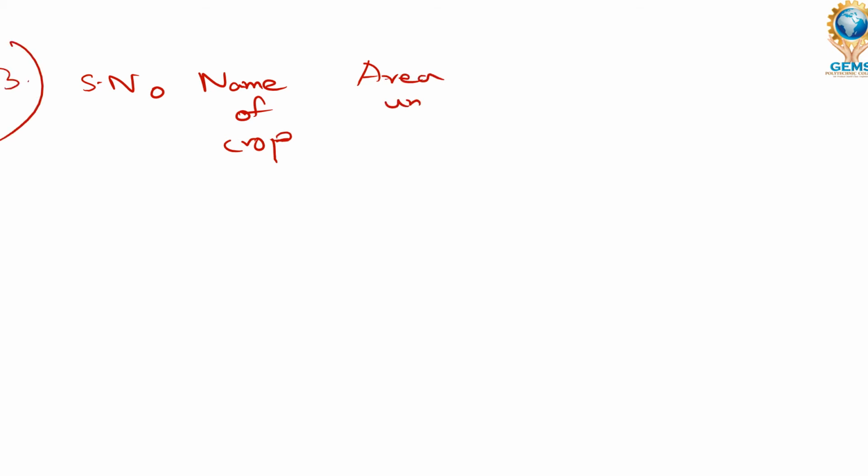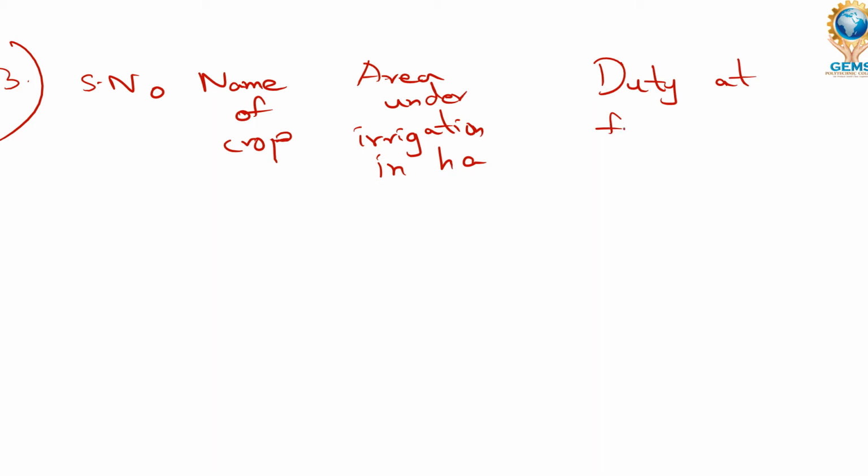First, serial number, name of crop, area under irrigation in hectares, duty at field in hectare per cumec. This is the third problem. These are all they have given.